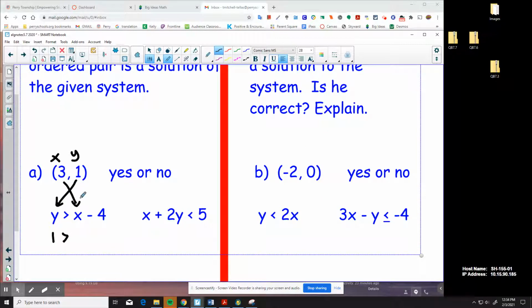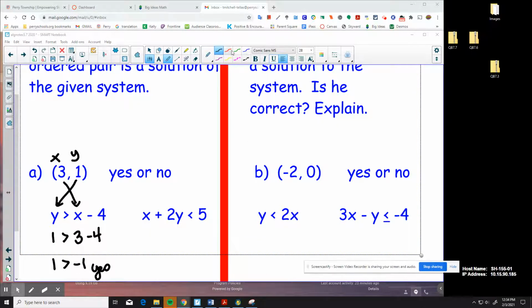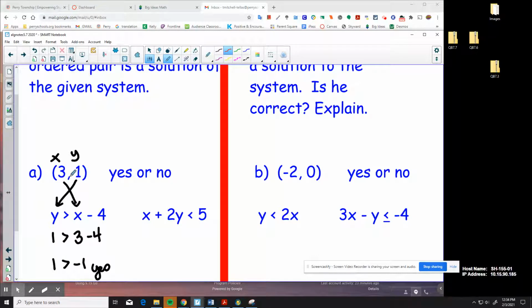So 1 is greater than 3 minus 4. 1 is greater than -1. That one's a yes. 1 is bigger than -1. Then if I do the same thing over here, and I take 3, 1 and put them in here, so 3 plus 2 times 1 is greater than 5. So that's 5 is greater than 5. That's false. So this would be a no, because in order to pick yes, they both have to work. They both have to be a yes in order for you to choose yes. That one, only one of them is.